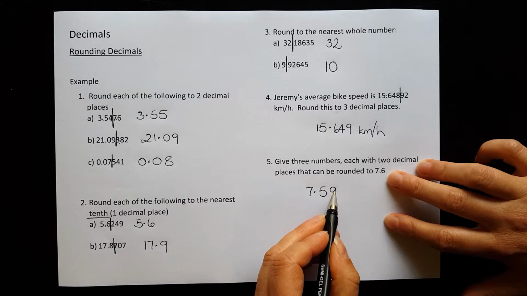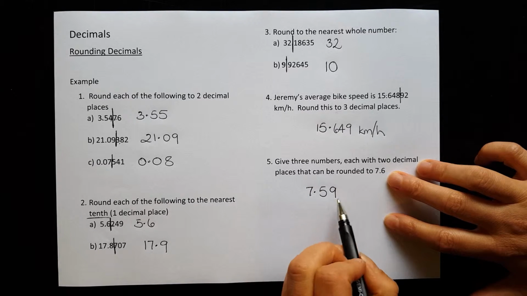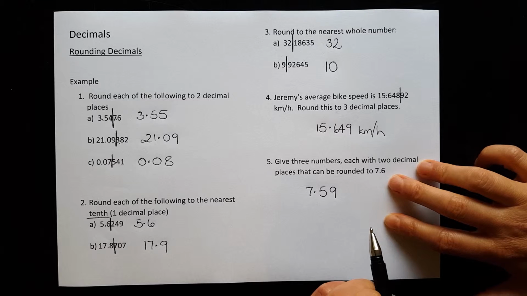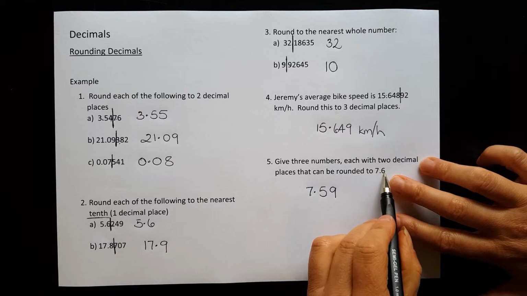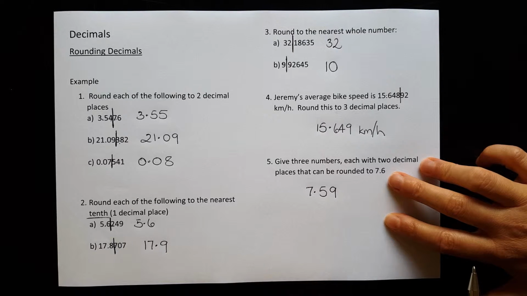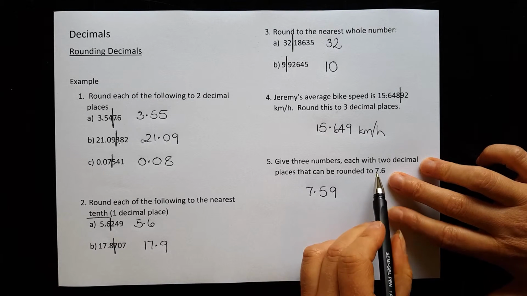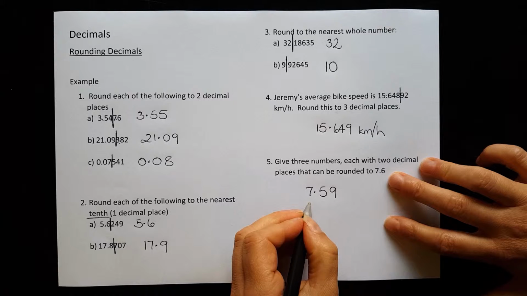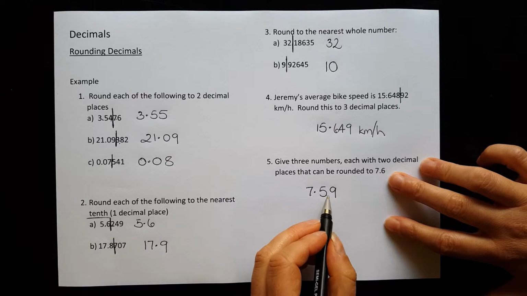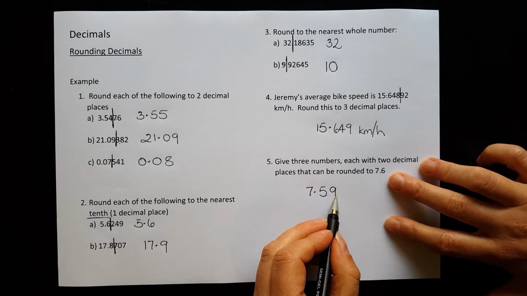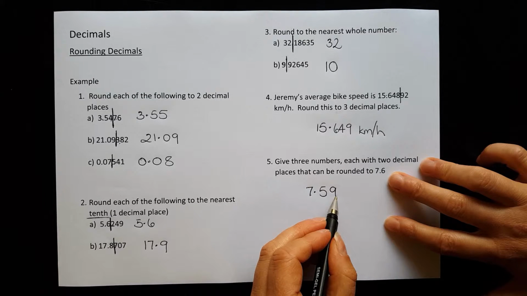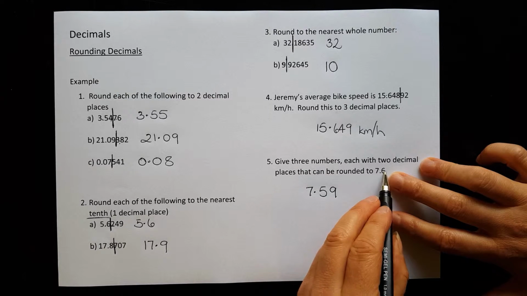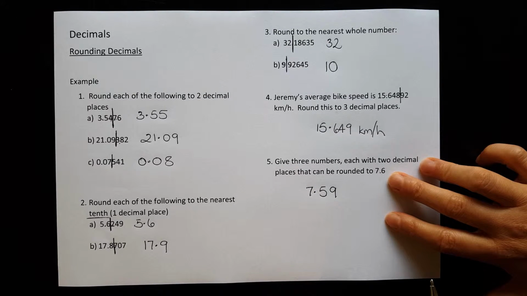because it's a 9, it would round up to be a 6, wouldn't it, if it was rounded to 1 decimal place. So that's a 2 decimal place number that would round to this if it was to go to 1 decimal place. So I could have any number there. I could have 7.58, 7.57, 7.56, and I could even have 7.55. Okay, but 7.54 would not round up to this, so that would be going too low.